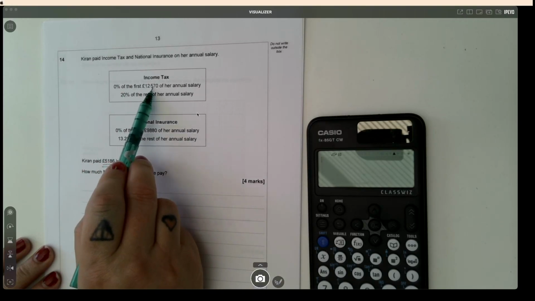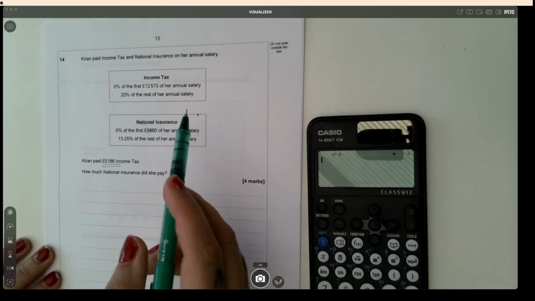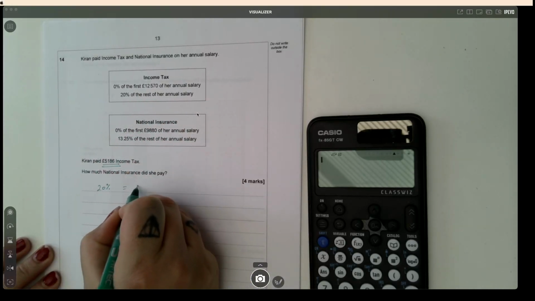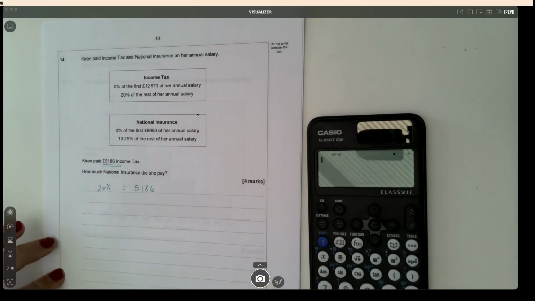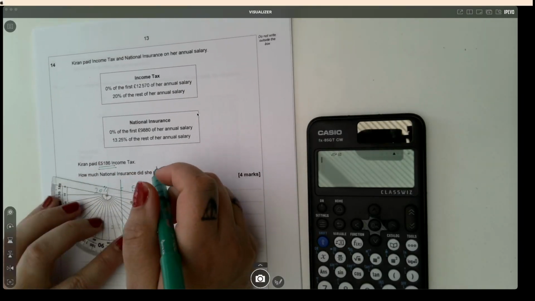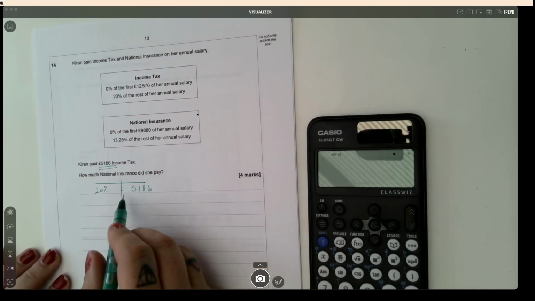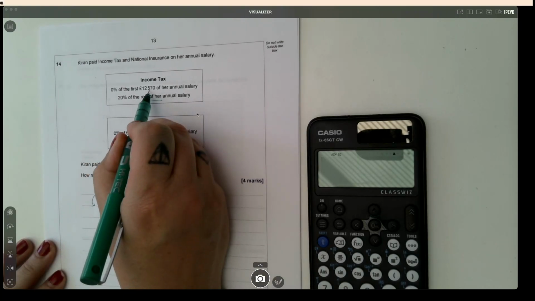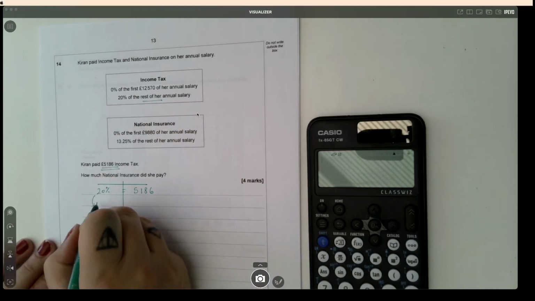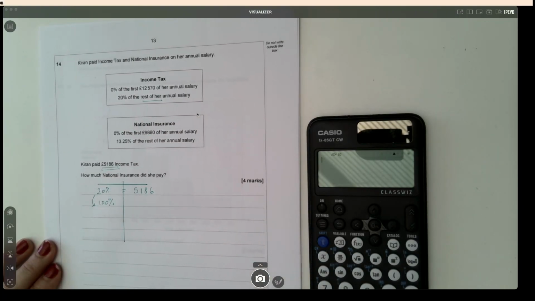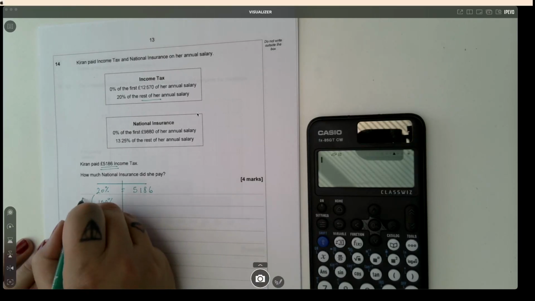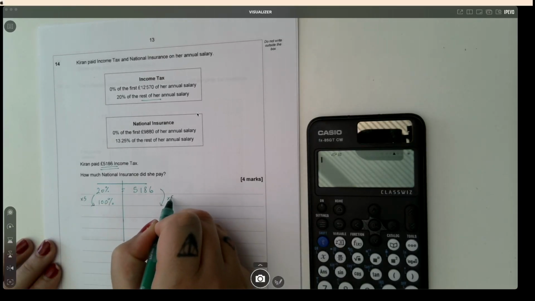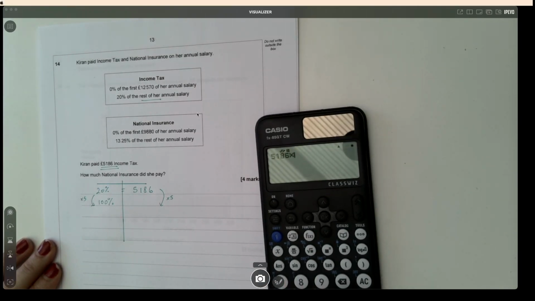So, 0% of the first £12,570 of her annual salary, but 20% of the rest. So that 20% must be 5,186. So if 20% is 5,186, we can find out how much the rest of her salary was after the 12,570 by finding out what 100% would have been. So 100 divided by 20 is 5, so I need to multiply by 5. So 5,186 multiplied by 5.